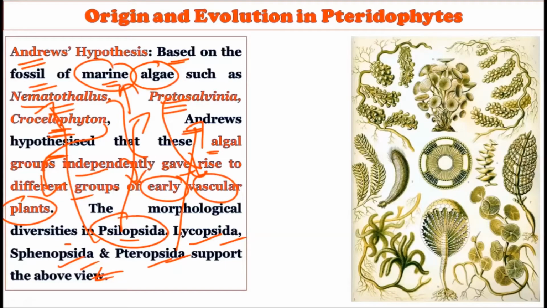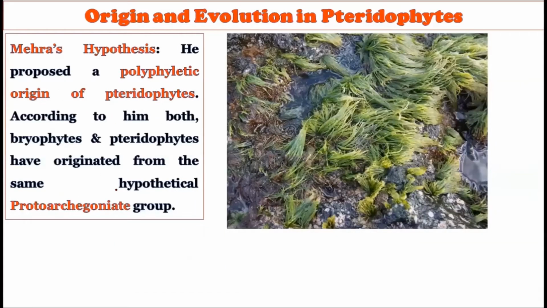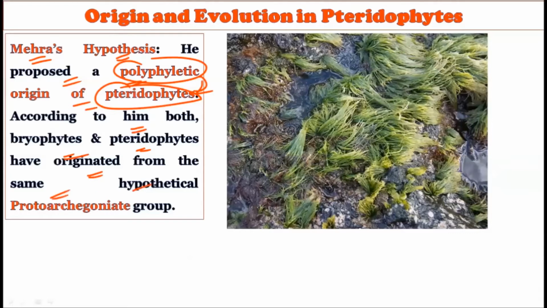Okay, now consider the Mehra hypothesis. Okay, the Indian name is there. He proposed the polyphyletic origin of the pteridophytes. So he is also advocating that algae are responsible for giving rise to the pteridophytes, and this origin is polyphyletic. Not from one group, but from many groups. Now see, according to him, both the bryophytes and the pteridophytes originated from the hypothetical proto-archaegoniate group. This is according to Mehra.